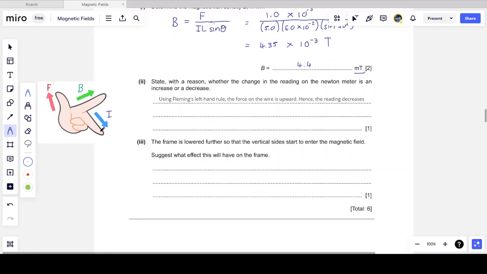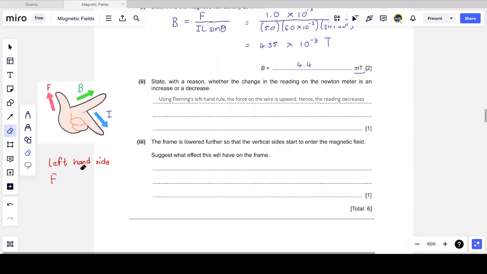My magnetic flux density now points from left to right. So what this means, if I look at the left-hand side, the left-hand vertical face, is that my force is actually out of the page, rather.